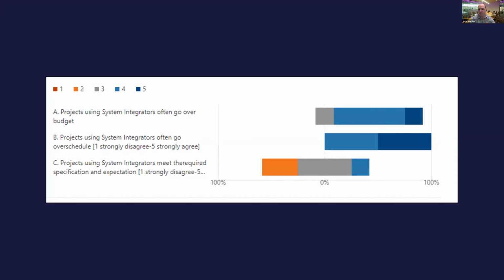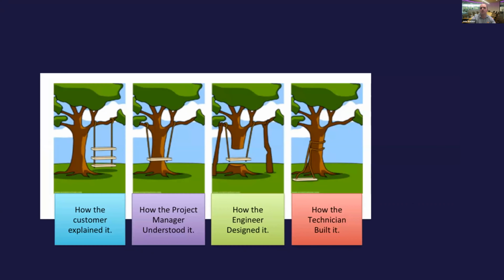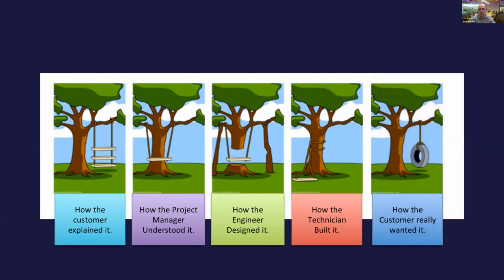Recall this cartoon from earlier, but there is one piece missing. So, if a tire hanging from a tree is really what the customer wanted, then why did they ask for a 3-tiered swing? Is this why customers' expectations are not always fully delivered? Have they asked for the right thing in the first place?